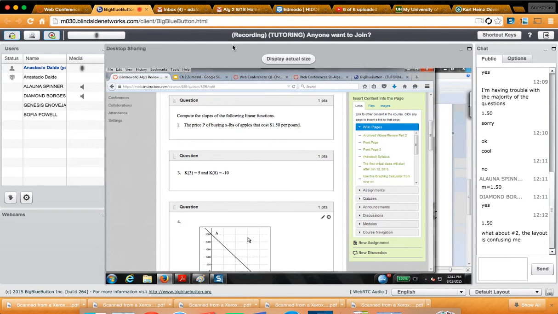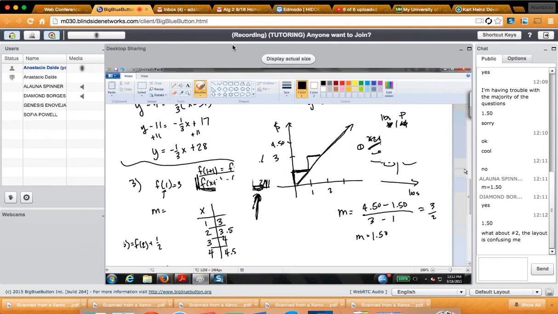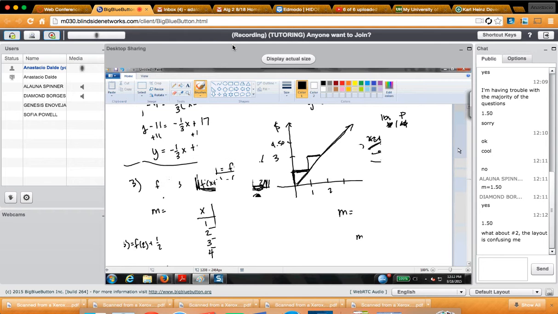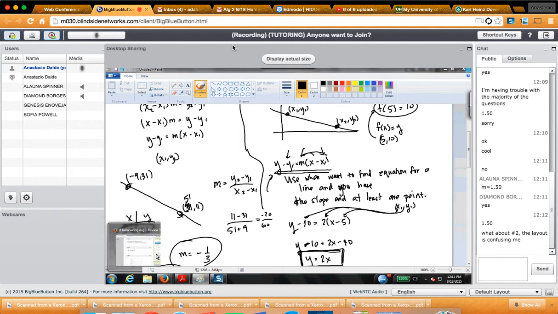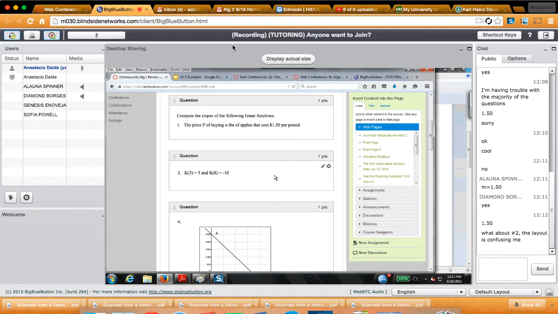What about number 2? The layout is confusing me. Okay, so what I was saying, Diamond, and I don't know if you missed it or made it, but what did I ask you to do? Did I ask you just calculate the slope for me? Oh, yeah. Compute the slopes of the following linear equations. So find the slope for me.